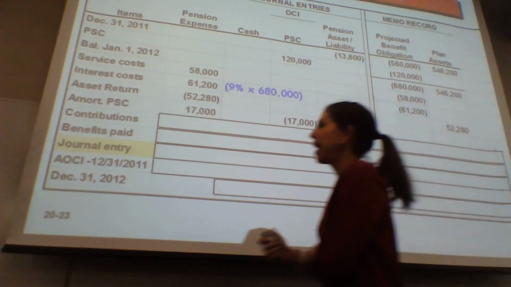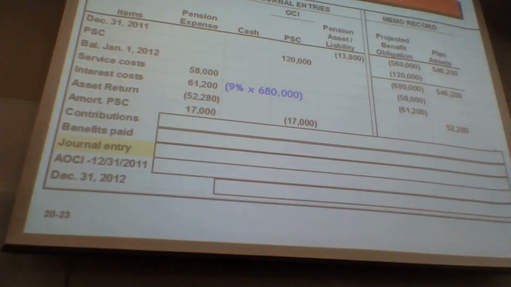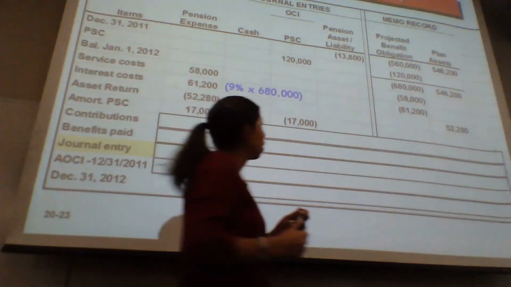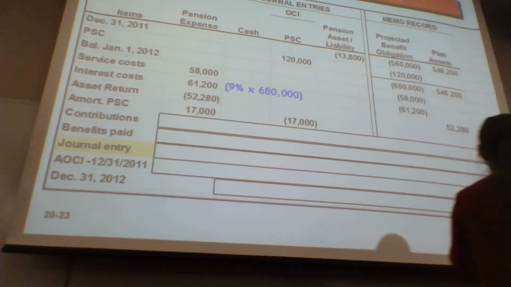All right, so that gets us through the amortization component. The next line that we have here is contributions made to the plan. We made contributions of 65,000. So what is that going to affect? Which column here? Cash, credit cash, and debit asset.